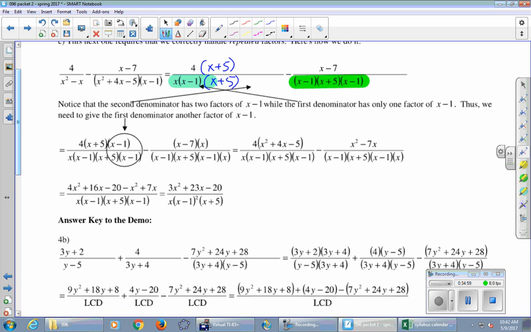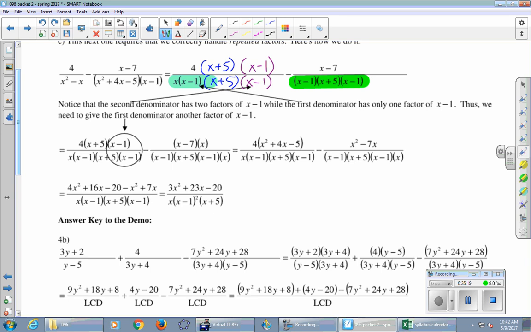So are we good? We're not good. The second guy's got 2 x minus 1s. The first guy needs 2 x minus 1s. That's actually the whole point of this example, is to just show you that sometimes you have repeated factors, the same factor more than once. You got to make sure you match them all up.